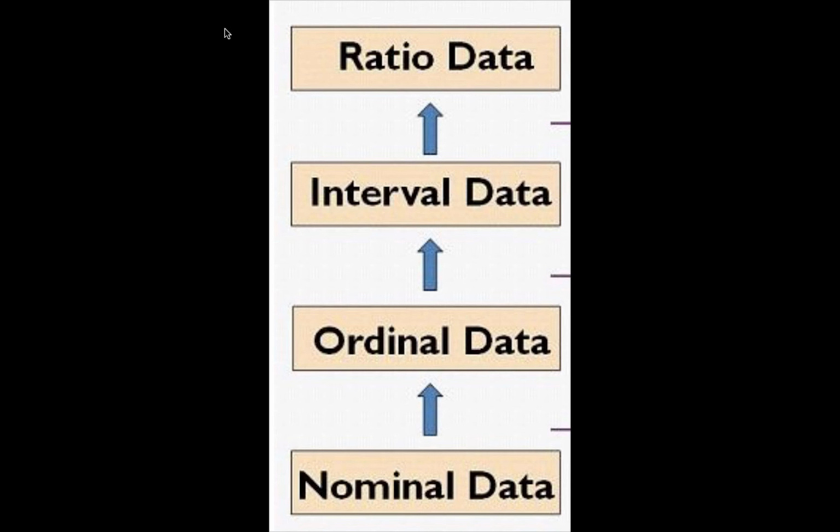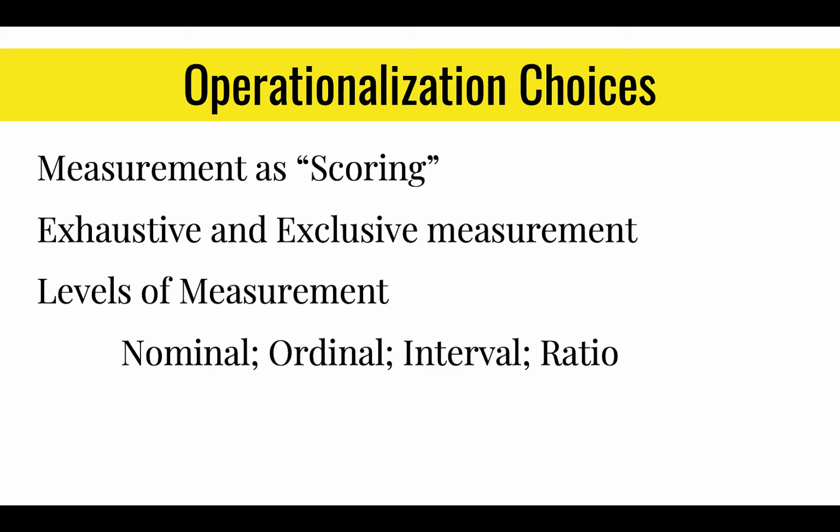So again, the idea is that each one builds upon itself. Everything that's in here has these elements, but sometimes in research, certain variables are only going to be nominal, or only going to lend themselves to ordinal, or interval, or ratio. So again, we have to understand the differences between these so that we can understand the applicability of the differences in our research.